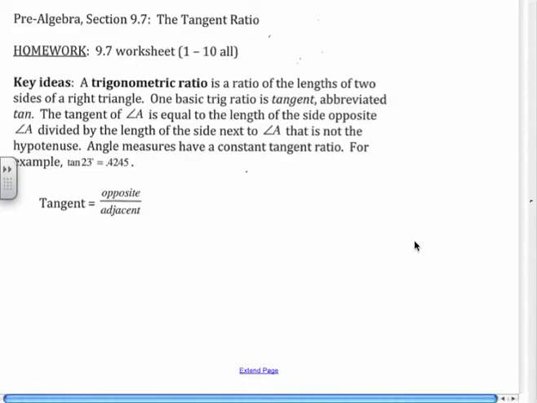Okay, guys, section 9.7, the tangent ratio. There are really two things that we need to talk about today. And first off, I just want to read this part right here.